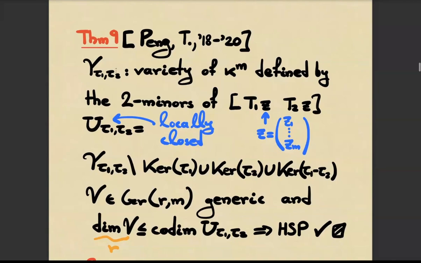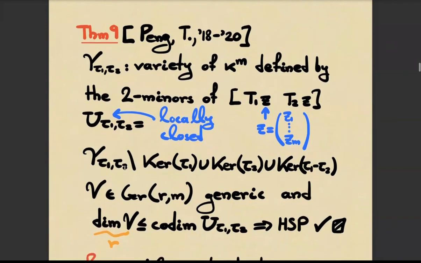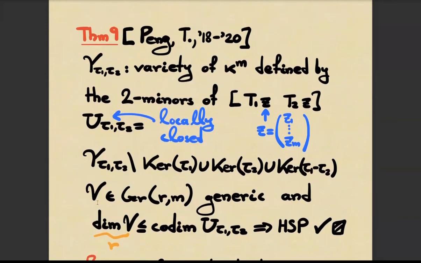Inside this variety, let's subtract a union of three linear spaces, which is also a subspace arrangement. This is also a variety. So we subtract this. This is a harmless locus. And we get a locally closed set. So this U is an open set of the variety Y. So here's the theorem. If V is a generic R-dimensional linear subspace of dimension less or equal than the codimension of this open subscheme, then the homomorphic sensing property that I mentioned holds.